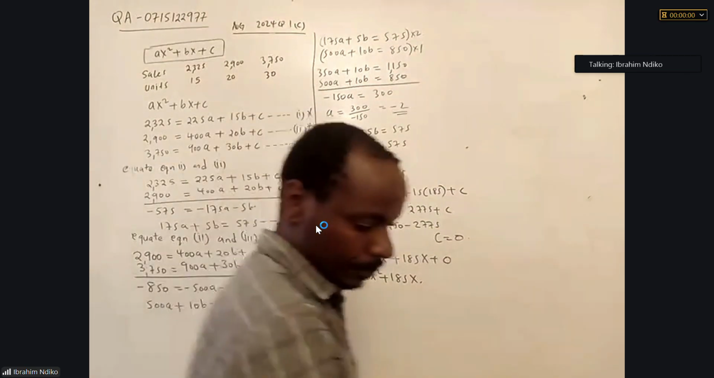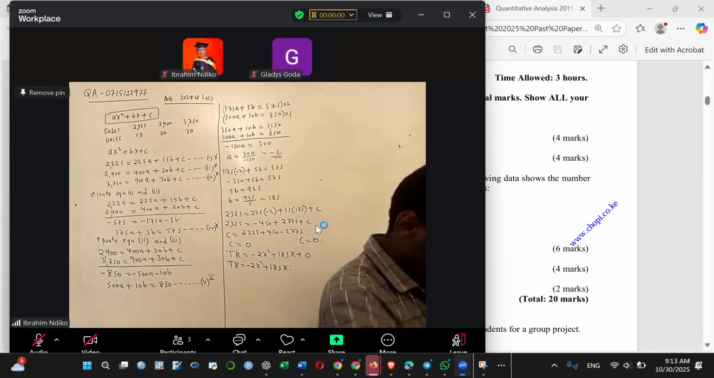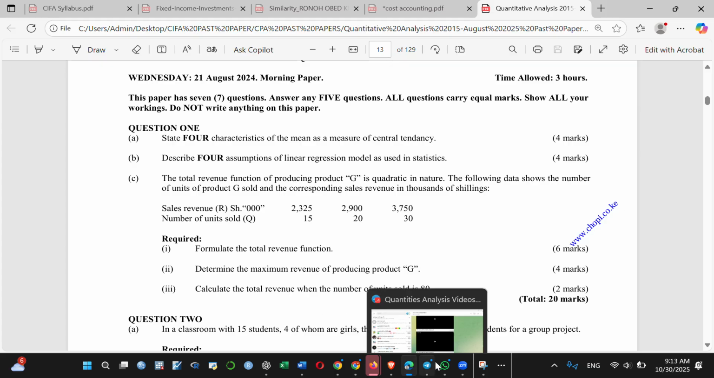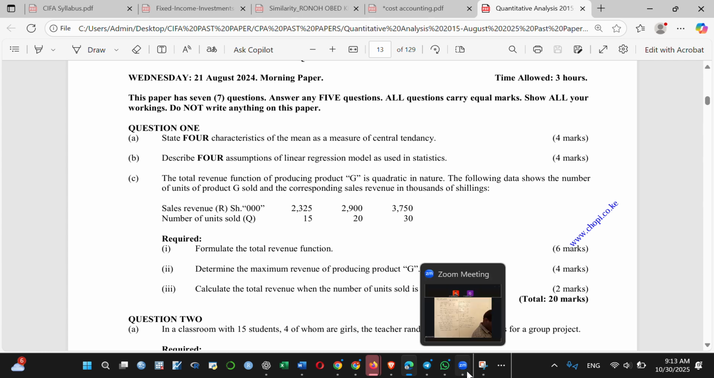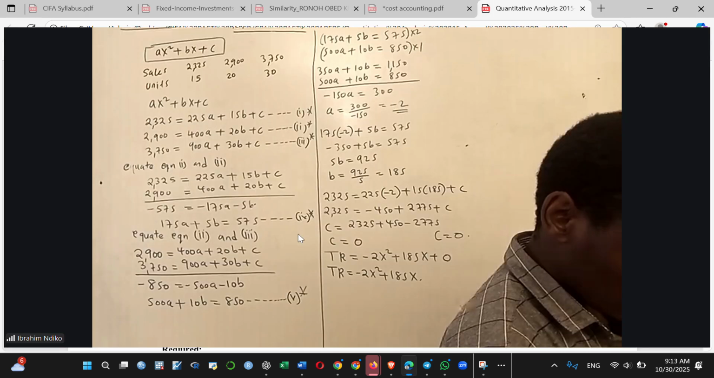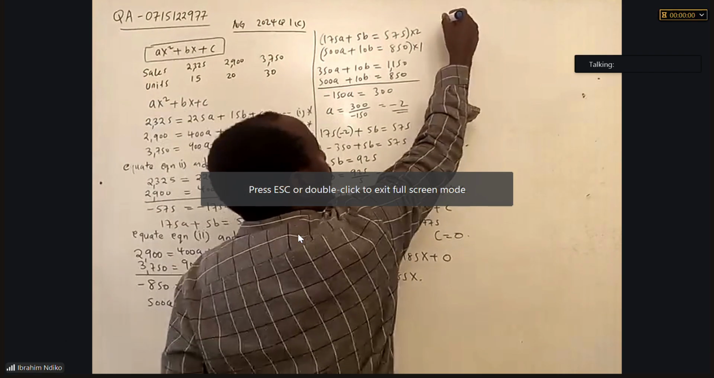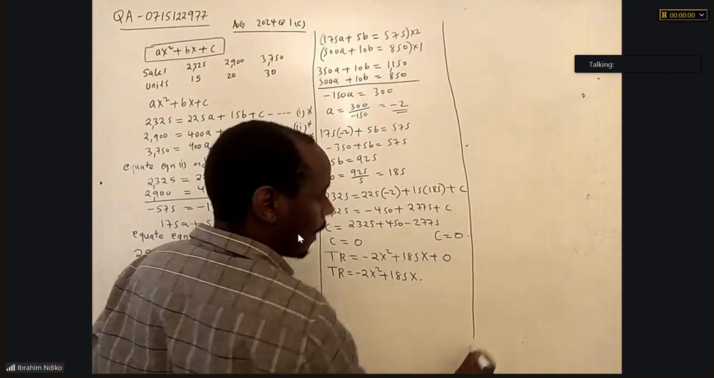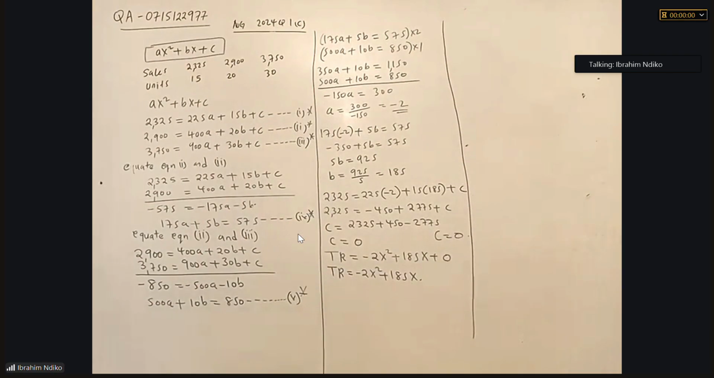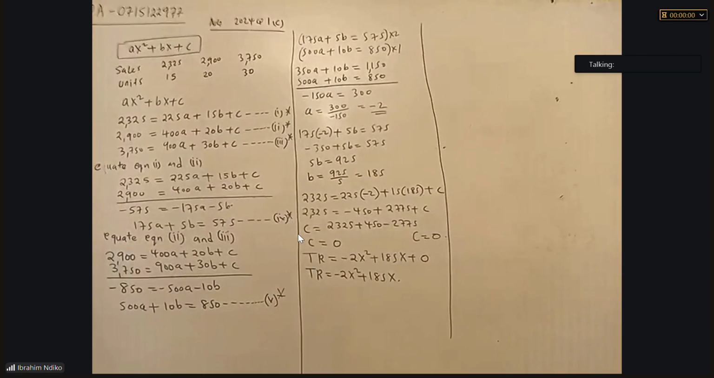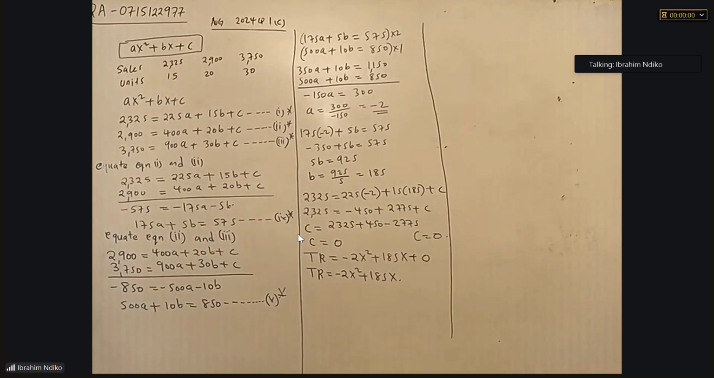Number B, we are supposed to come up with the maximum revenue. The maximum revenue. The maximum revenue, that is easy. So what you see, I don't know if it is visible from that end. I'll move it that way.